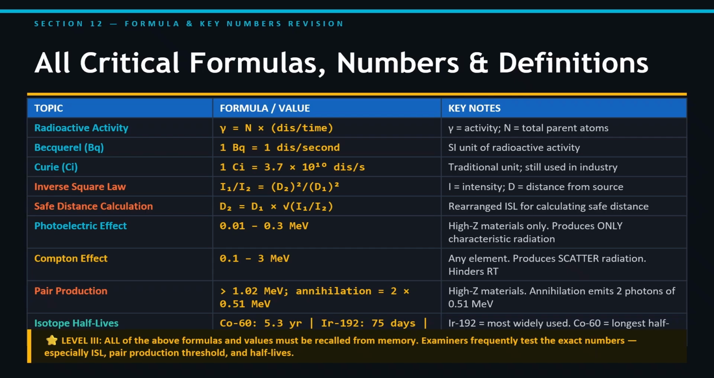Do not simply memorize these numbers individually. Build associations. 1.02 MeV, pair production threshold. 0.511 MeV, annihilation photon. Inverse square, distance squared. Co-60, long half-life. Ir-192, widely used industrial gamma source. That makes the information much easier to retain.